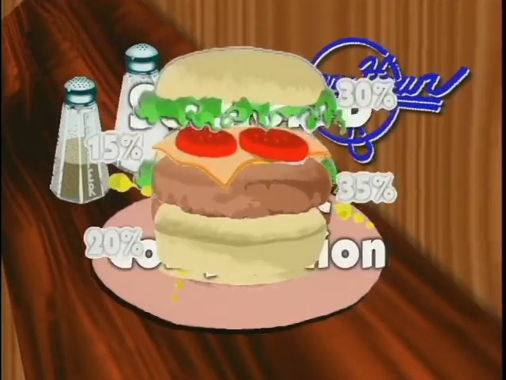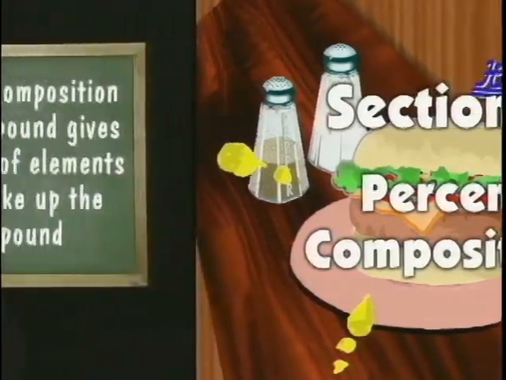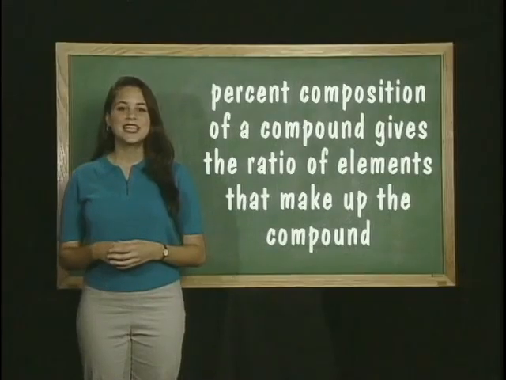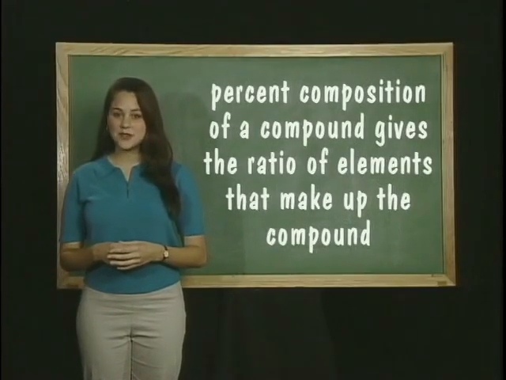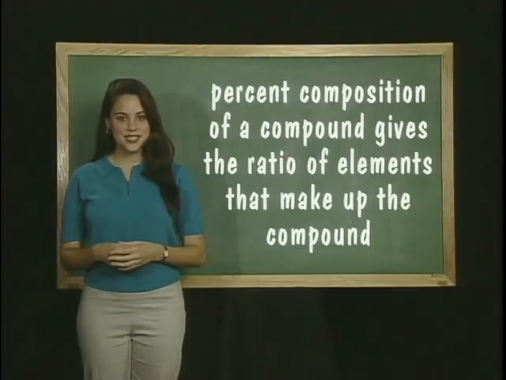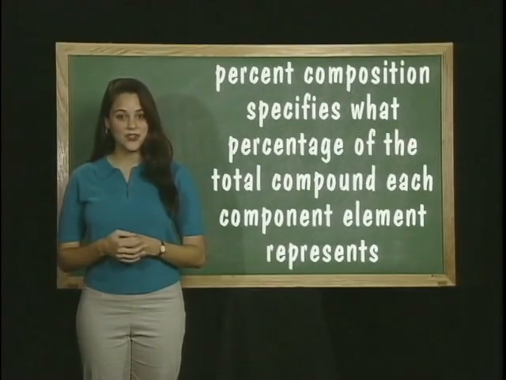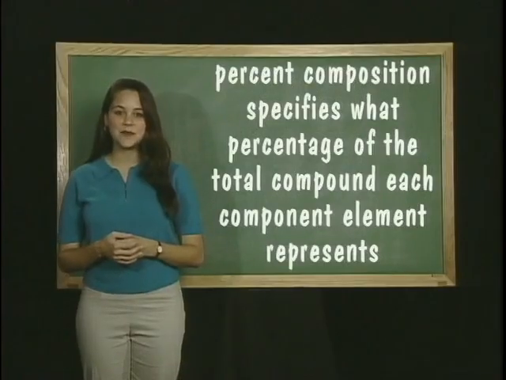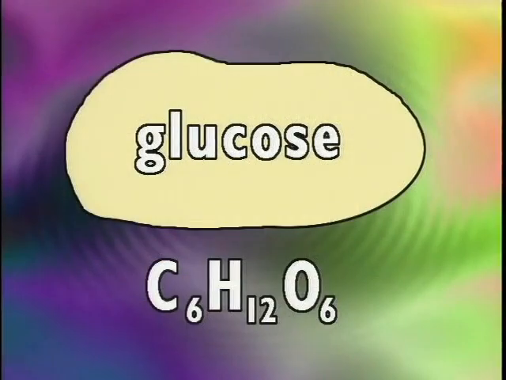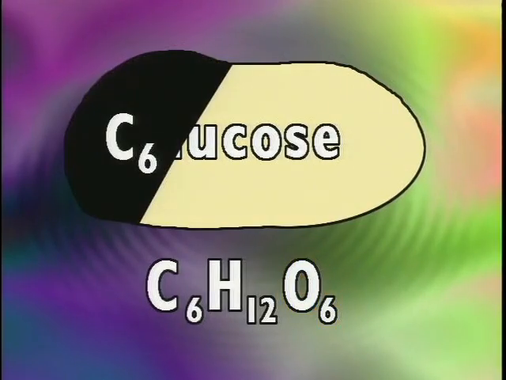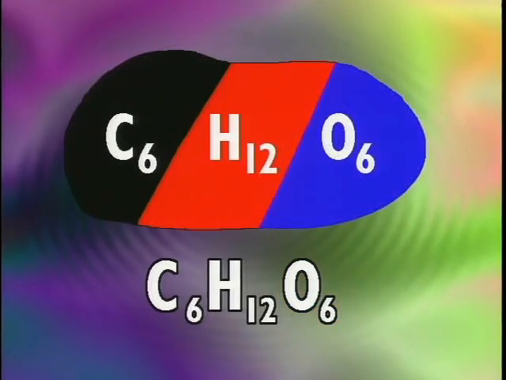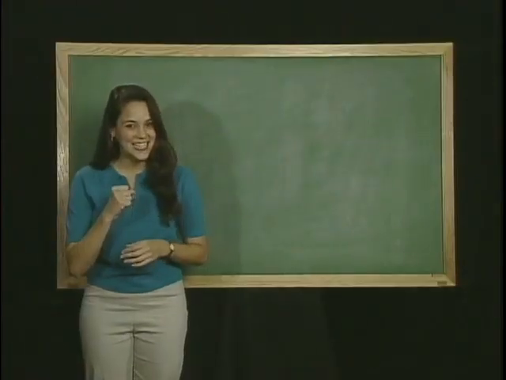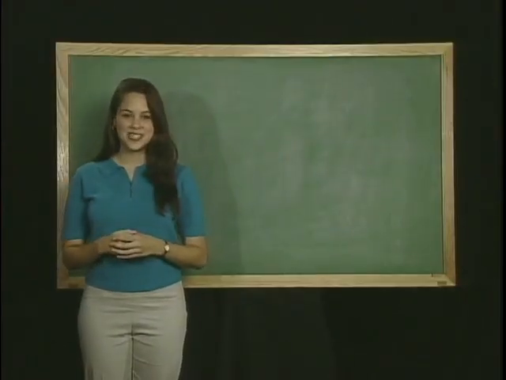Section D, percent composition. The percent composition of a compound gives the ratio of elements that make up the compound. In other words, it specifies what percentage of the total compound each component element represents. The compound glucose is made up of carbon atoms, hydrogen atoms, and oxygen atoms. So some percentage of the glucose is carbon, some percentage is hydrogen, and the remainder is oxygen. Using another handy-dandy chem formula, we can figure out these percentages.